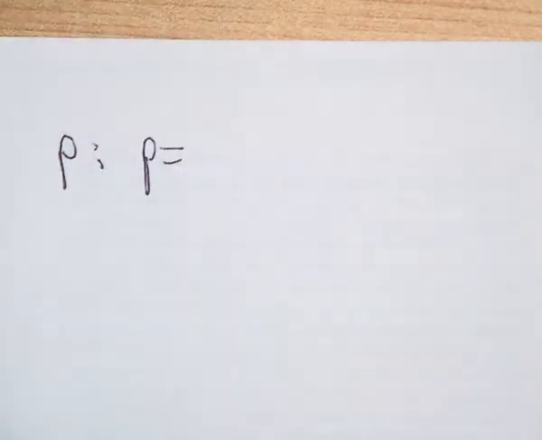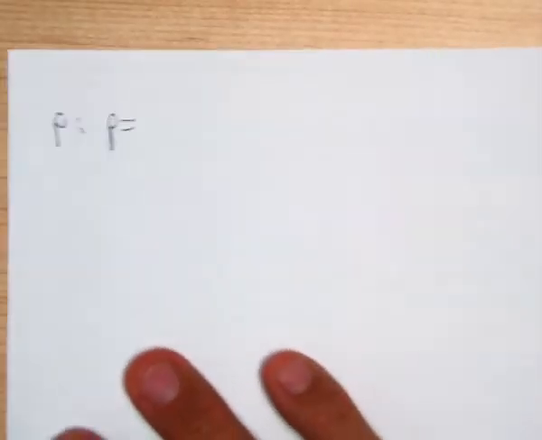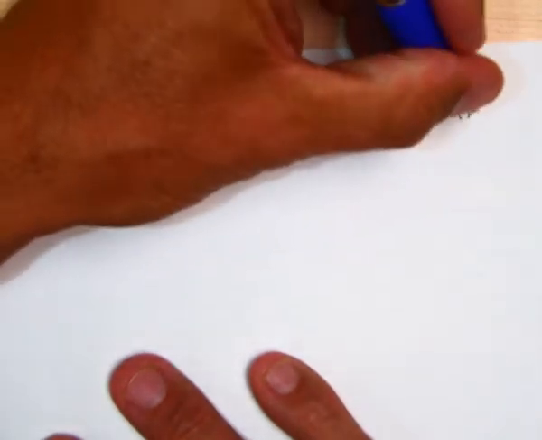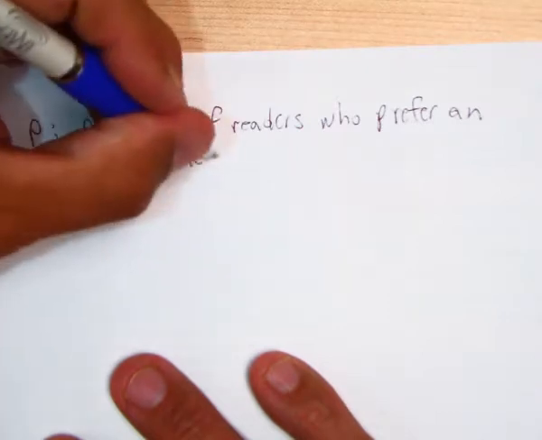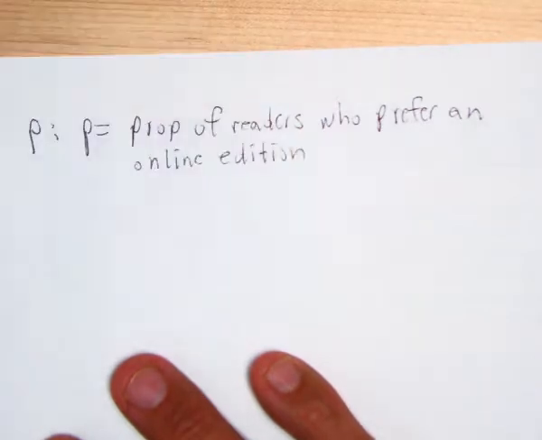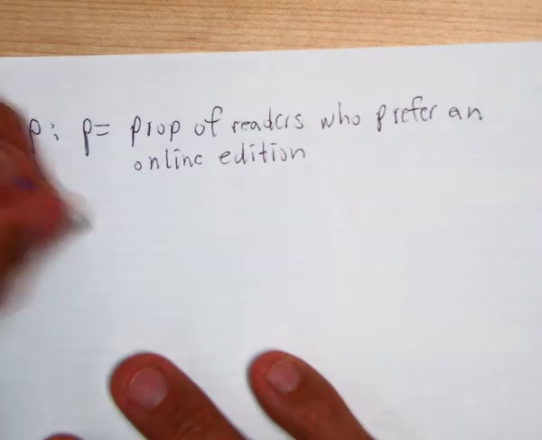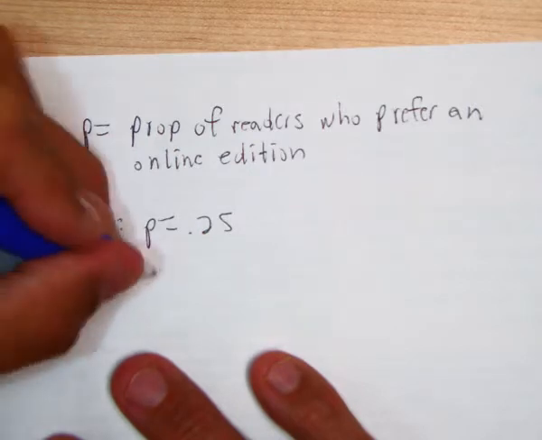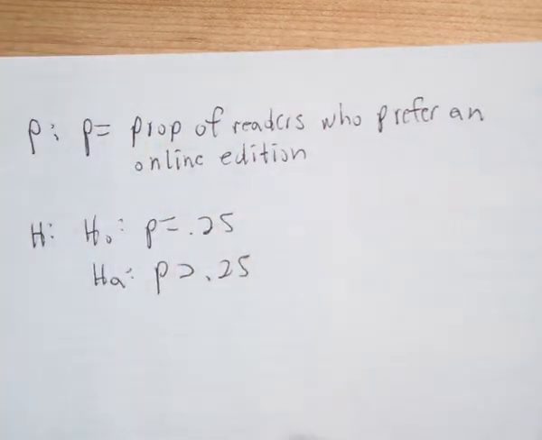So this is simply proportions. What is P? P is the proportion of readers who prefer an online edition. The null hypothesis is that P equals 0.25. They're only going to proceed if it's greater than 0.25.